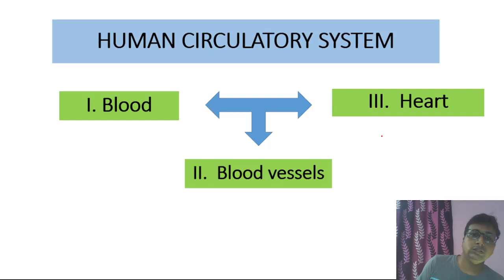Starting with the circulatory system, it consists of three parts: one is blood, one is blood vessels, and then the heart. We will see all these three things in detail. First we will study blood.